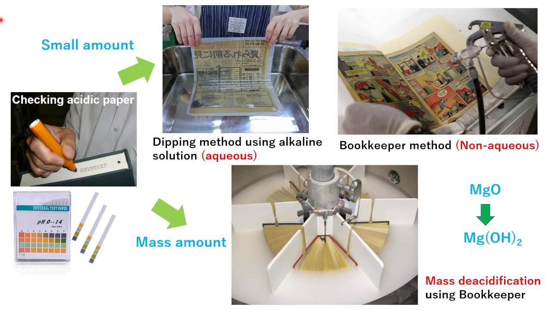And of course, aqueous deacidification cannot be used for objects that are weak in water. For example, water-soluble paints or ink should not be immersed in an aqueous solution. And it is easy to deform with wrinkles by wetting. Because paper is wet during the process, there is a problem that deformation such as wrinkles is likely to occur if drying is not carefully carried out.